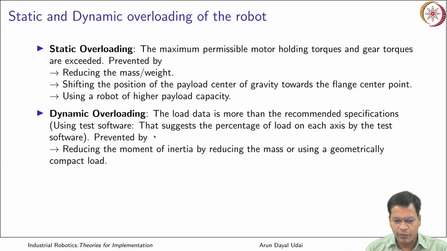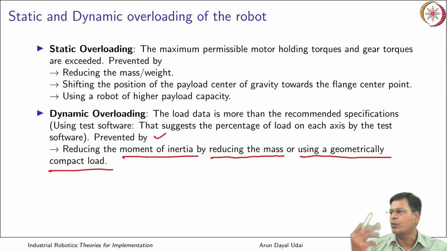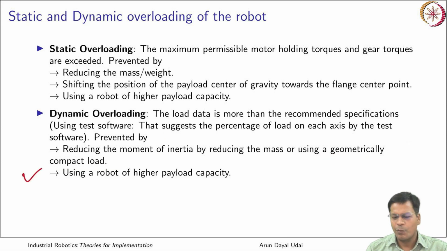So this can be prevented by reducing the moment of inertia. How can that be done? By reducing the mass distribution, reducing the mass, or using a geometrically compact load. This effectively reduces the distribution of mass. It is making all the masses which are distributed in the volume come very close to the axis of rotation. And also using a robot of higher payload capacity. Again, this is not in our control all the time.